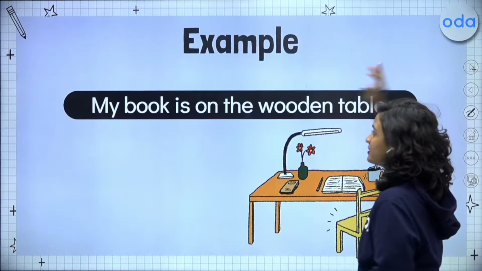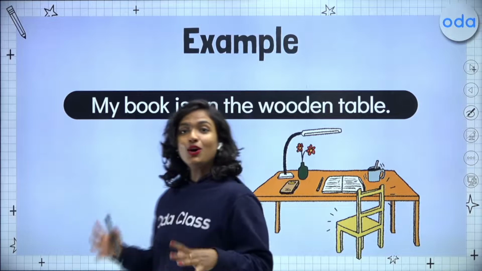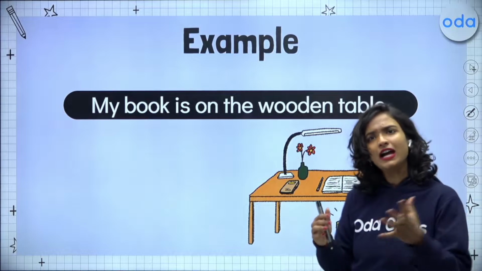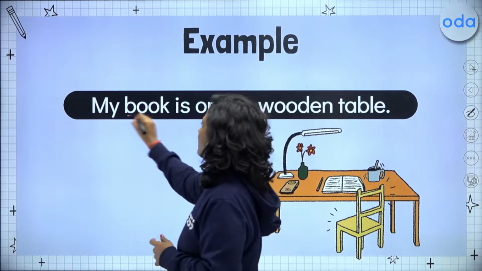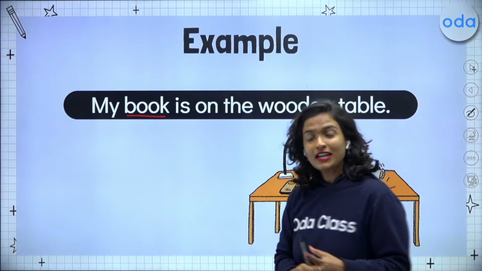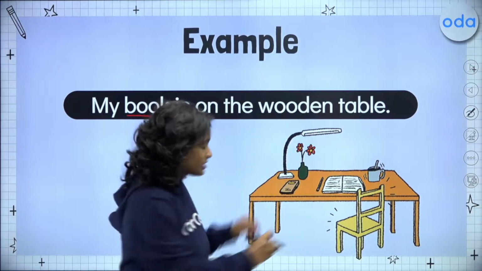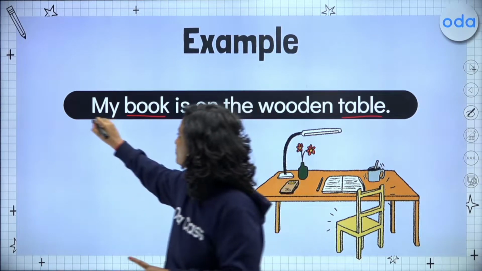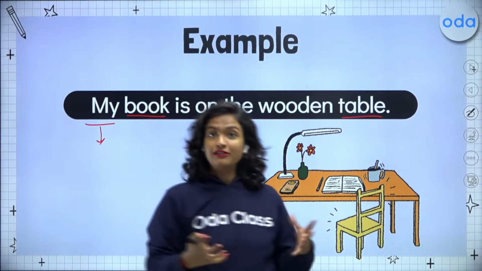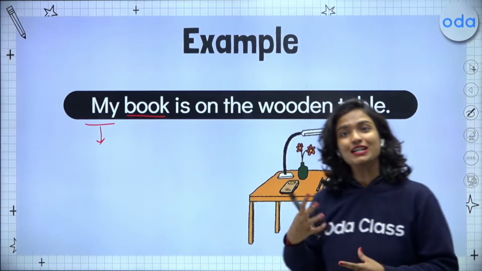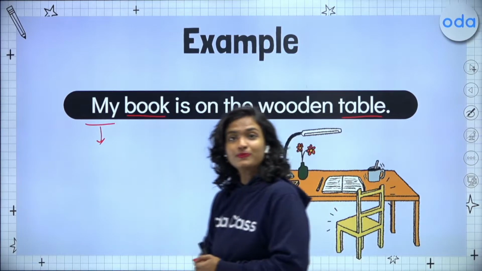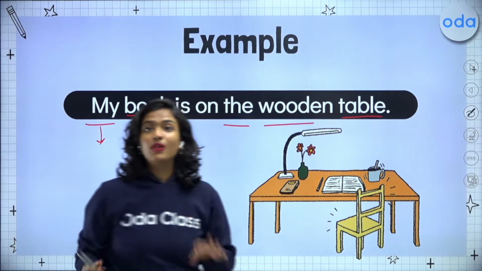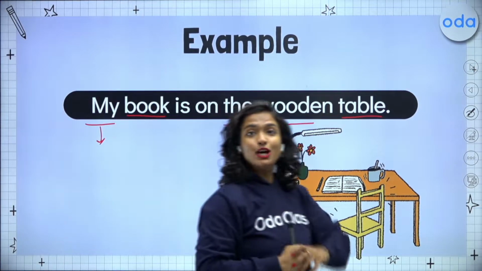So, for example, over here: my book is on the wooden table. Here, students, let's first identify our nouns. We have the first noun here, which is book, and we also have another noun, which is table. Now, we have one word, my, which is modifying or describing or telling us more about the noun book. And we have 2 words over here, the as well as wooden, both of which are modifying our noun table.